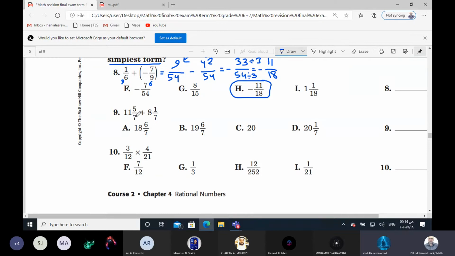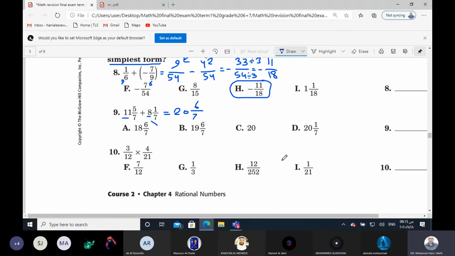Okay, when you have the same denominators, you can add directly. Here we have mixed numbers. Take the whole number, add it to the whole number. 11 plus 8 will be 20. Then put the same denominator here, 7. Now 5 plus 1 will be 6. So the answer will be 20 and 6 over 7.